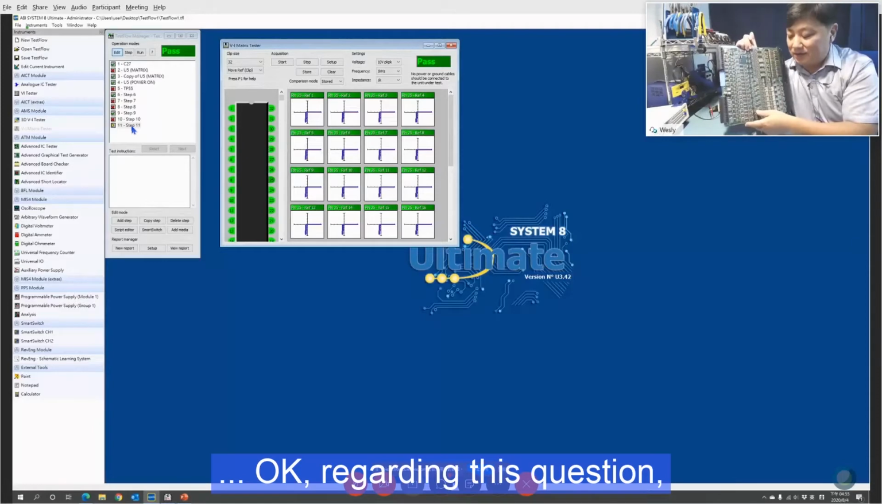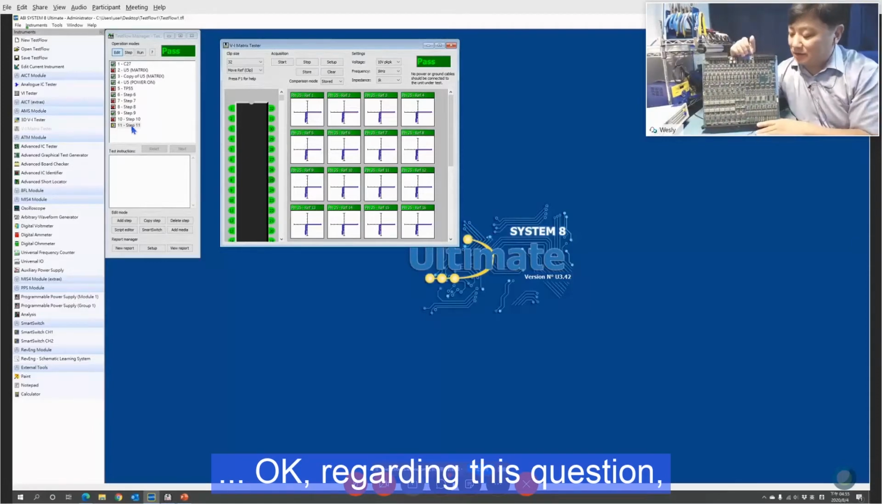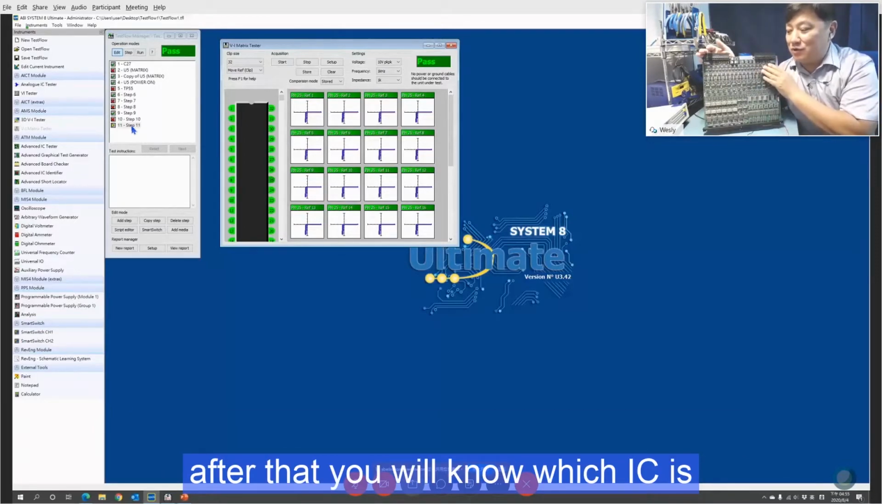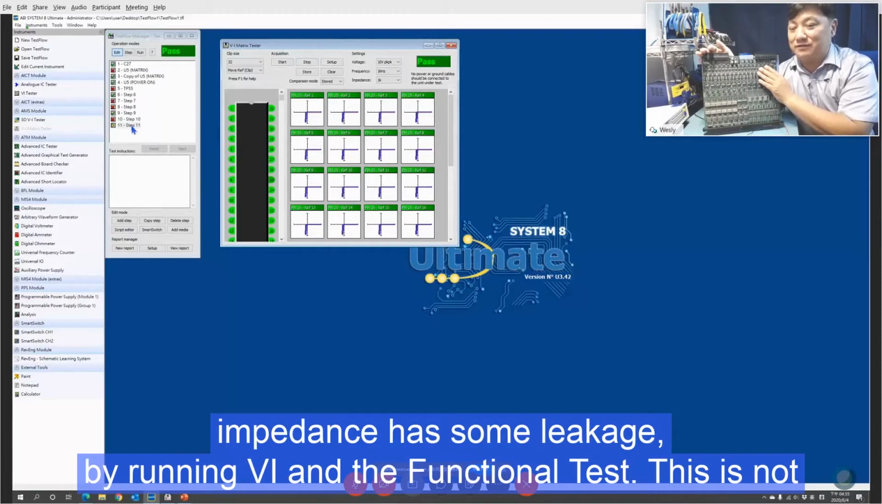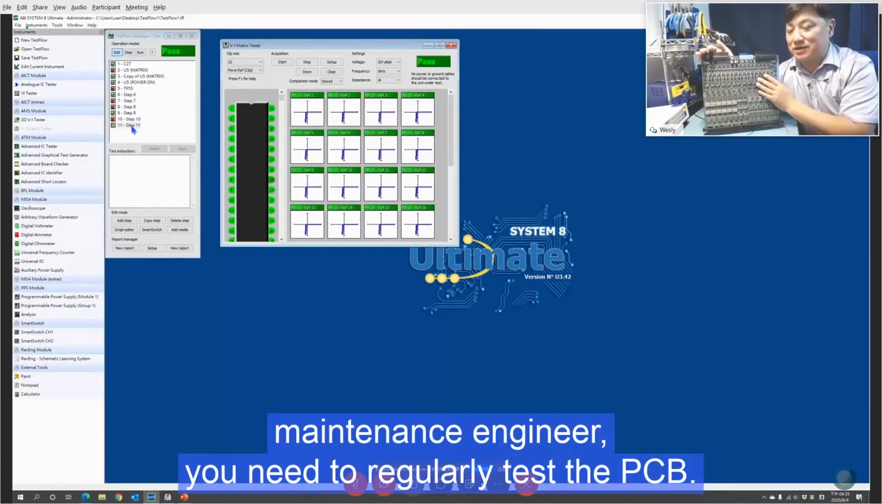Okay, and again, just regarding this question, after you test and save the data for a while, like one year or half a year, after that you will know which IC is going to fail, which IC is changing, which IC impedance has some leakage, by VI, by functional testing. It's not only by the ABI system, it's by your maintenance engineer.